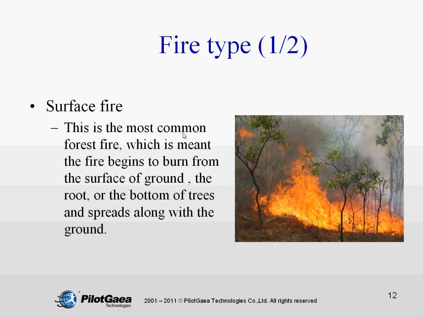Common fire has two kinds. One is surface fire. Surface fire means the fire begins to burn from the surface of the ground, the roots or the bottom of trees, and spreads along the ground. The figure shows the surface fire.